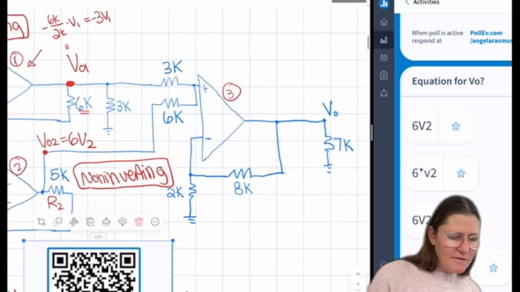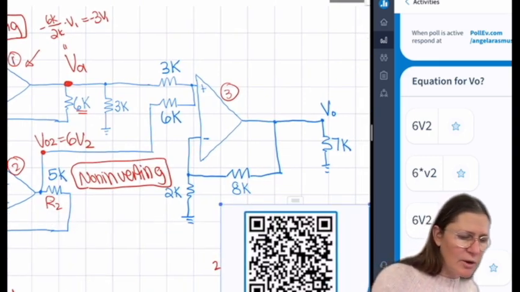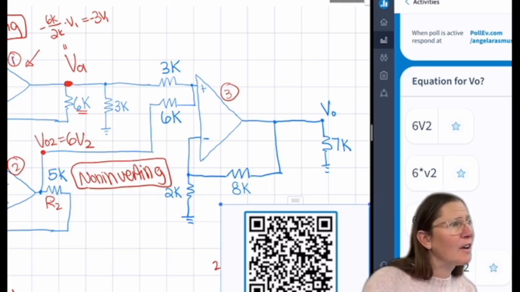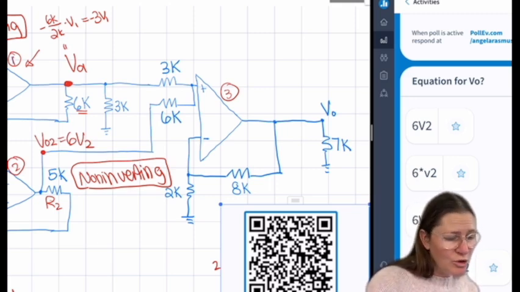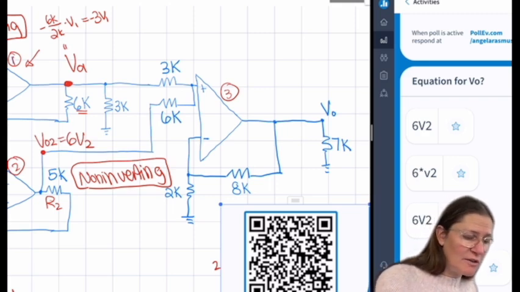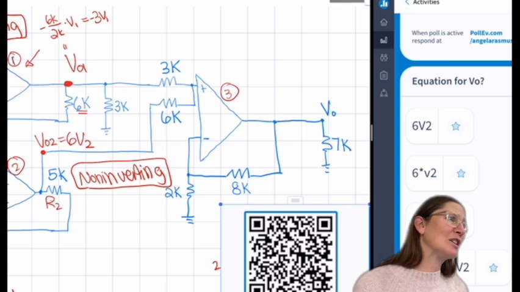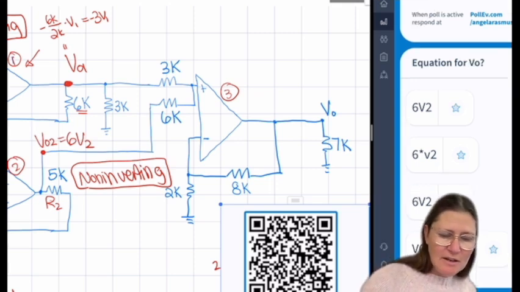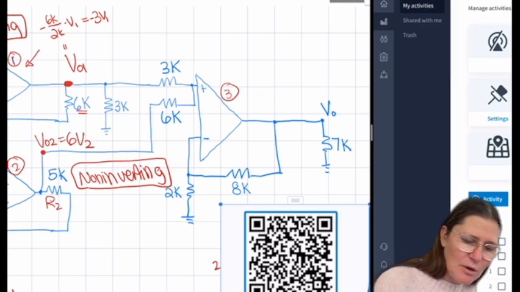Then those two are your inputs into the third op amp. So you treat VO1 and VO2 as the inputs, and you can substitute those in next. So go ahead and find the value for VO.